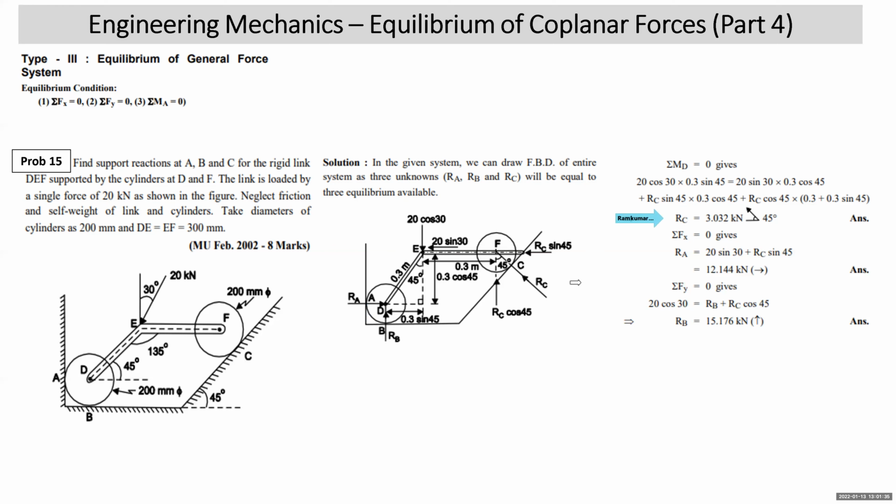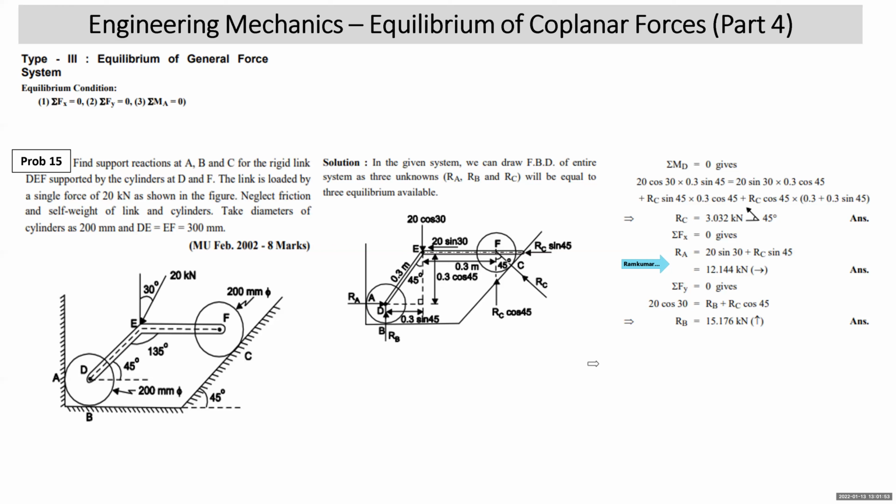Once you get the value of RC, you write sigma Fx: RA is equal to RC sin 45 plus 20 sin 30. You get RA. Sigma Fy is equal to 0: RB plus RC cos 45 is equal to 20 cos 30. That gets you the value of RB.